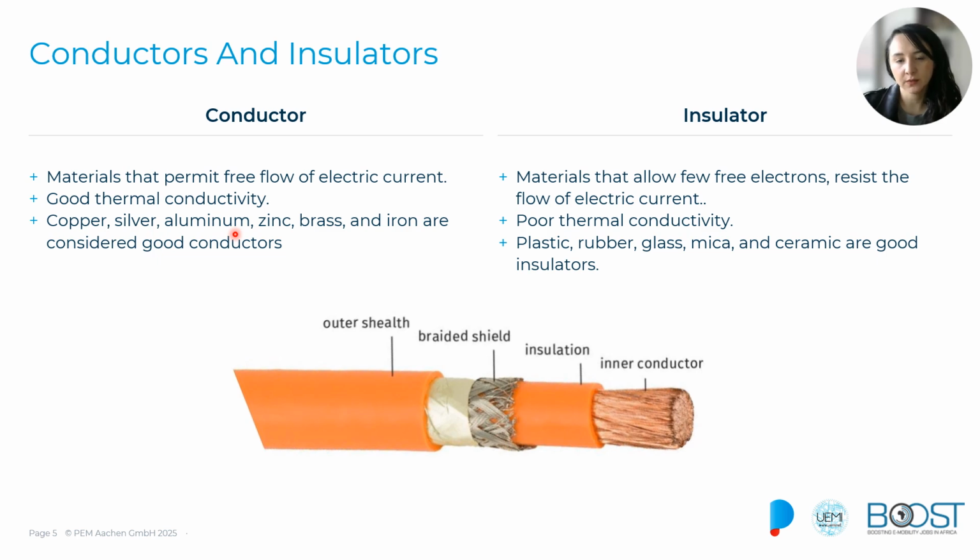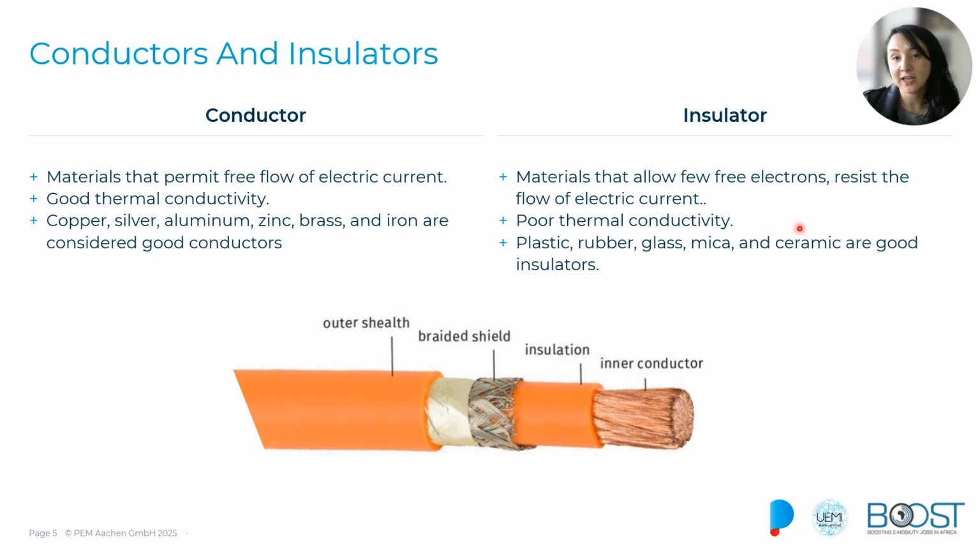On the other side, we have the insulators, and the insulators basically are the opposite of the conductors. The insulators resist the flow of electricity because they have all of the electrons tightly bound, and they are not free to move as easily as in the conductor. These materials then have a very high electrical resistance.